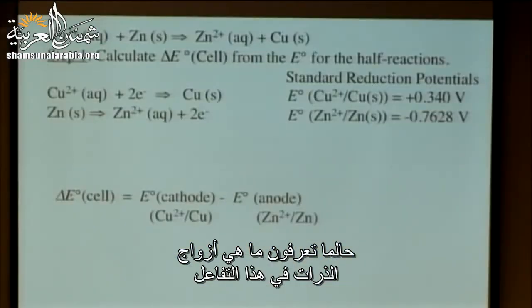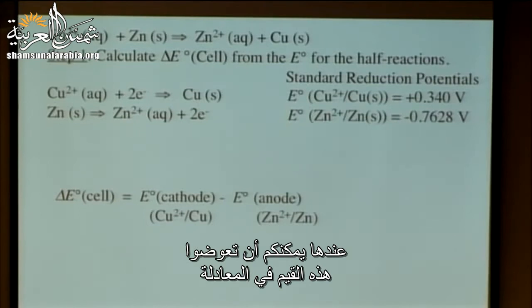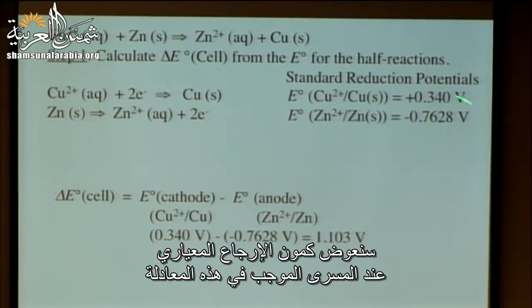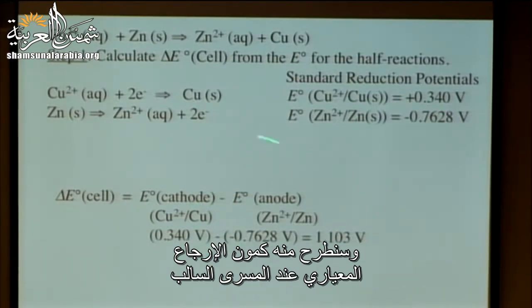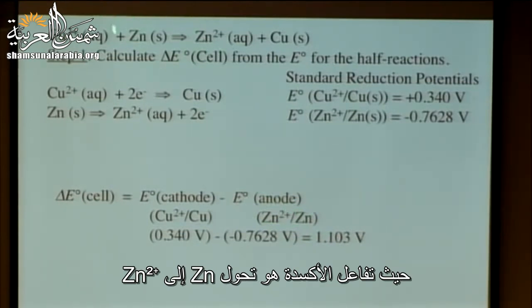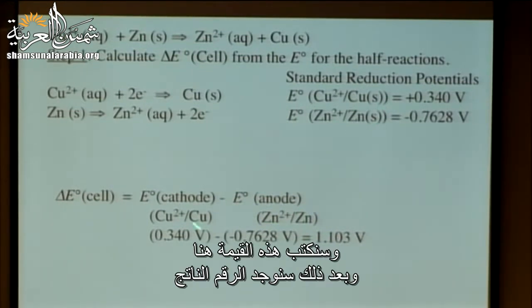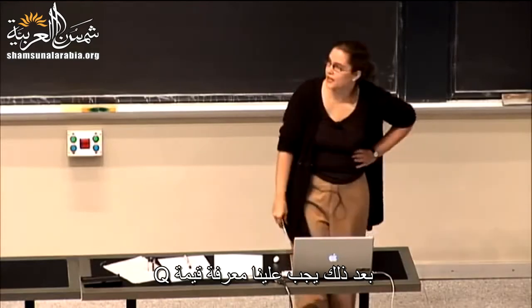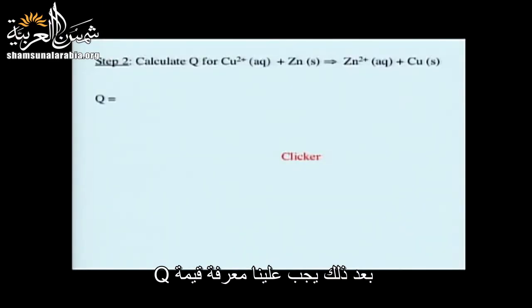And then once you know which couples you're talking about, then you can plug in your values. So at the cathode, we're going from copper plus 2 to copper solid. We put in our standard reduction potential. Using the equation, we have a minus and then the standard reduction potential at the anode. So we have the oxidation from zinc solid to zinc plus 2. And we put in this value and we calculate the number here. So then we have that. We also need to know Q. So why don't you tell me what Q is now?